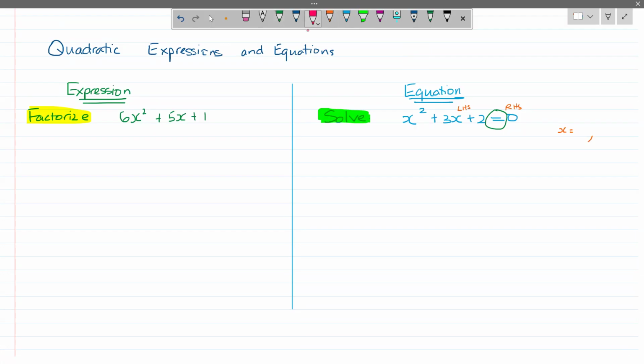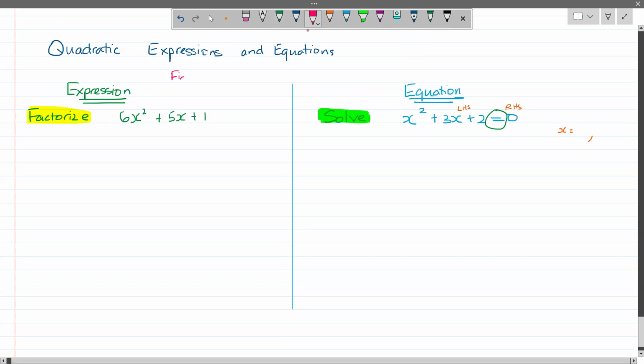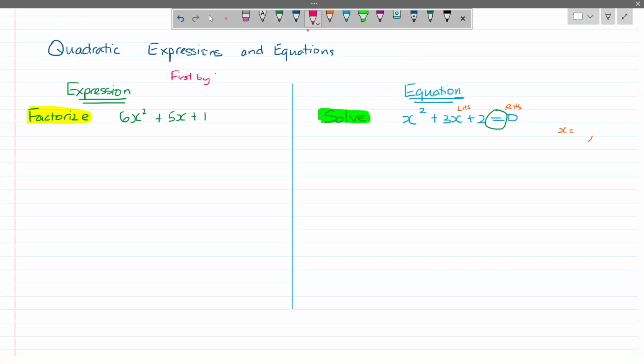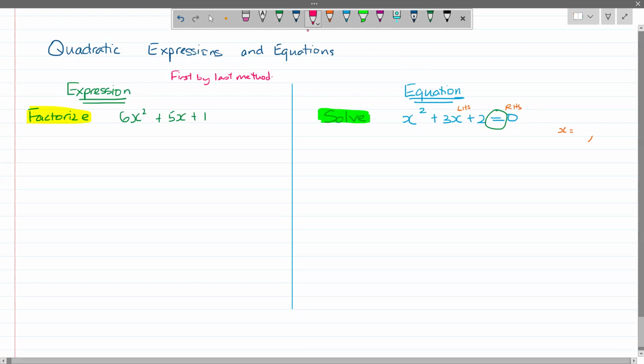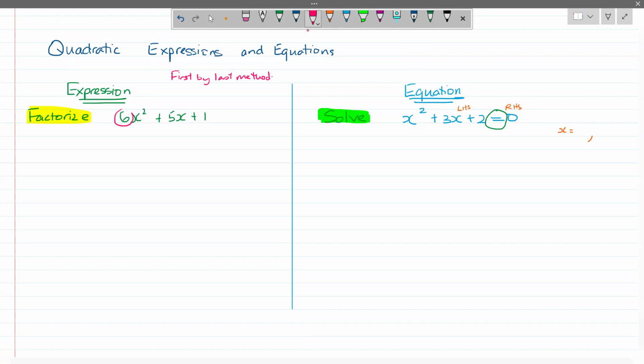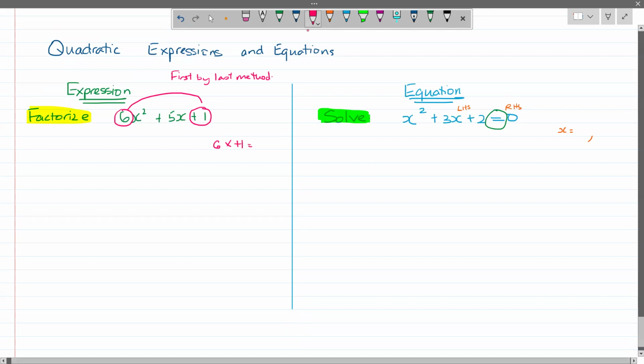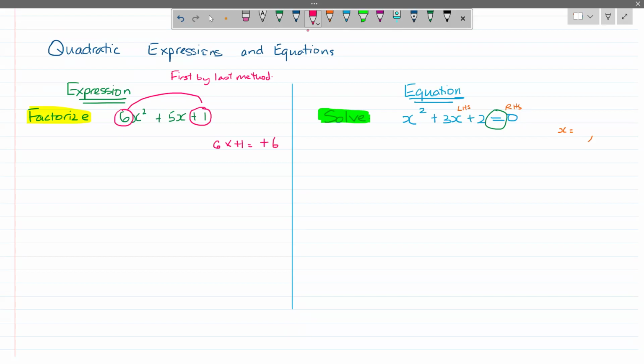So we are using something called the first by last method. Right? We are taking this value here, 6, and multiplying it by the last value here. Notice I'm circling the sign too, right? So 6 multiplied by plus 1 is going to give me positive 6. The sign is important, right?